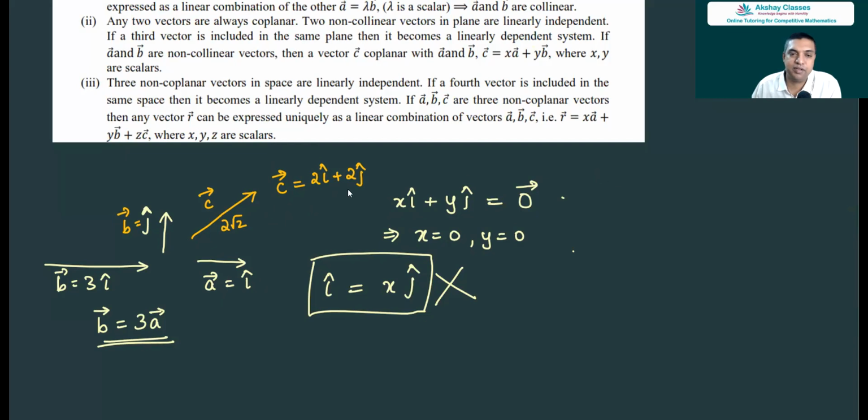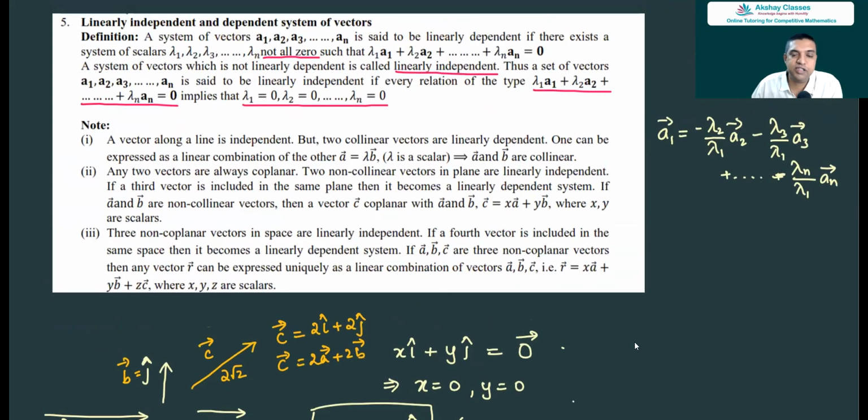So c bar is equal to 2 a bar plus 2 b bar. So I can write a bar in terms of b and c. I can write b in terms of a and c, and so on. So that's the concept of linearly dependent and linearly independent vectors.